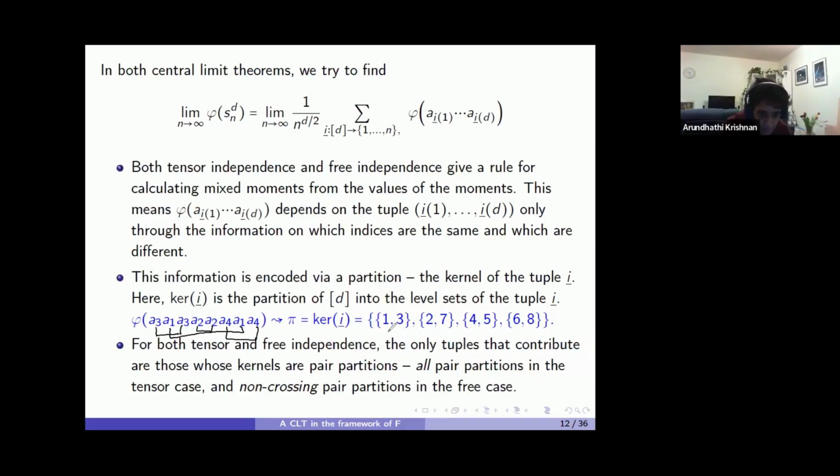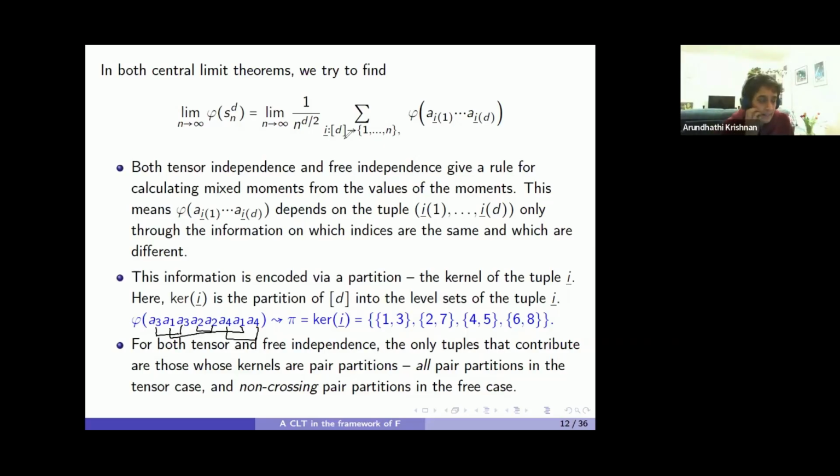The pairs being the points 1, 3, 2, 7, 4, 5, and 6, 8. But in general, of course, it could be any partition. But the reason I've got pairs as an example here is that for both tensor and free independence, the only tuples I in this sum on the top there which will contribute to the sum are those tuples whose kernels are pair partitions.